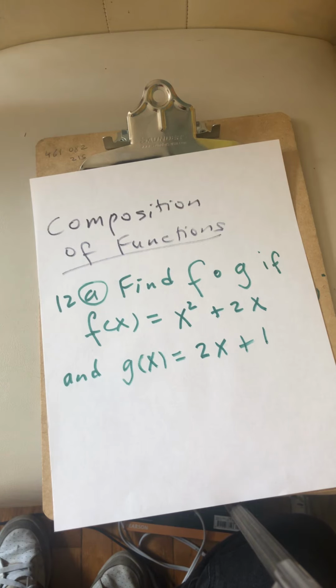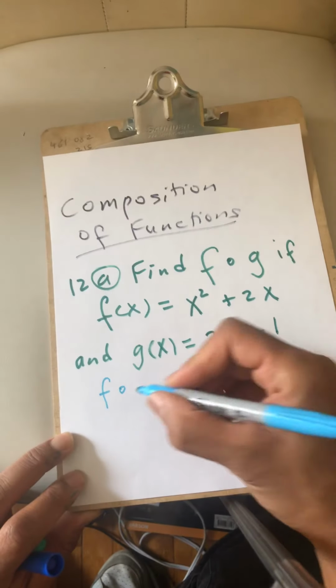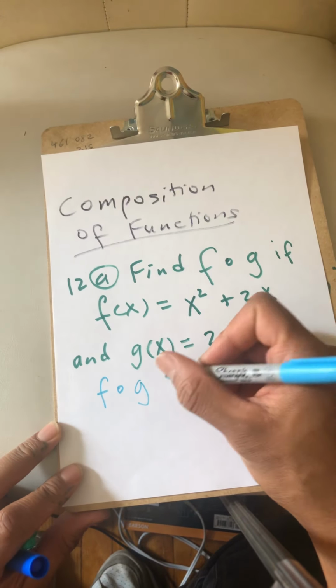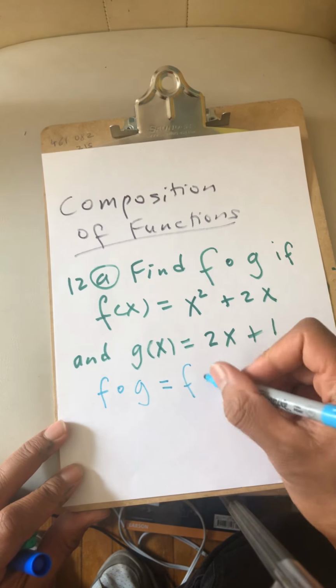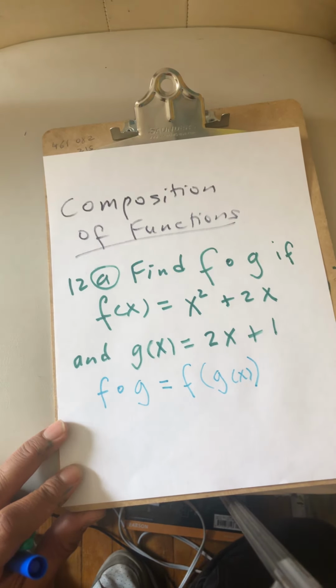And as I said before in class, the order does matter. So f composed with g means f with g being the input this time. What is g? g is the function rule, 2x plus 1. That's what g is. So wherever I see g or g of x, I'm going to put 2x plus 1.